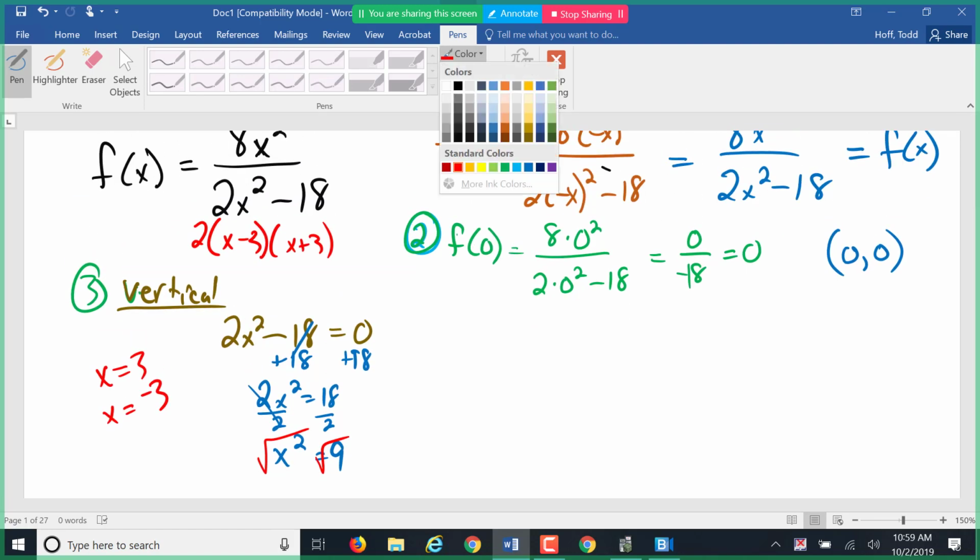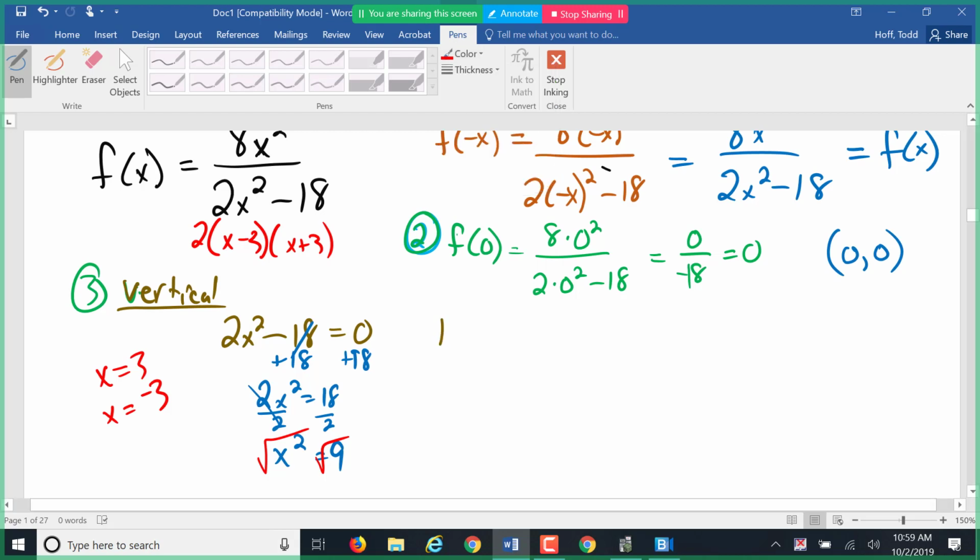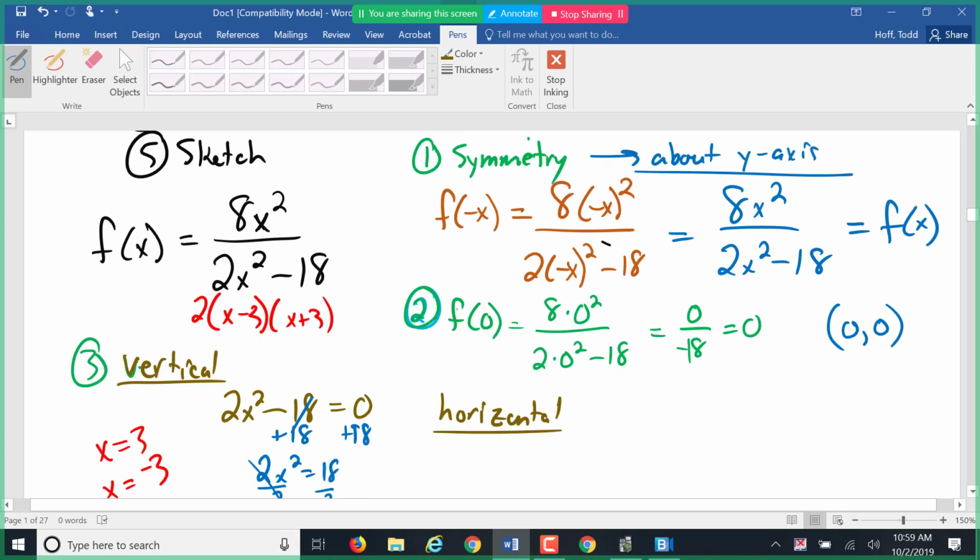Horizontal asymptotes. Well, if we look at this, the numerator, 8x squared, has a degree of 2. The denominator, 2x squared minus 18, has a degree of 2. There is no horizontal asymptote.